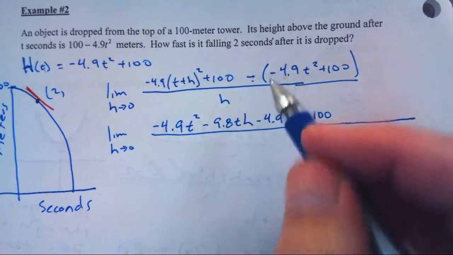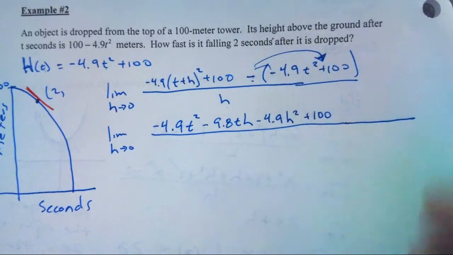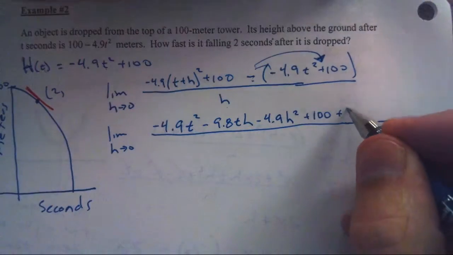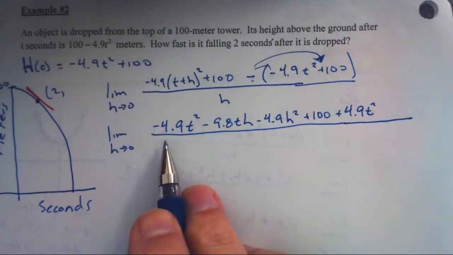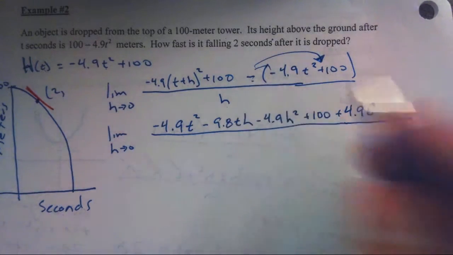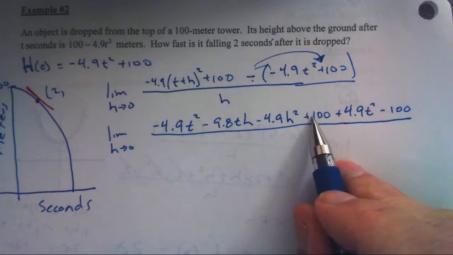Distribute, that's why we put the parentheses there, so we don't forget. I get plus 4.9 t squared. That sounds familiar. Oh yeah, I had a minus one of those. There's no h there, so I'm going to cancel it. I get a minus 100. That sounds familiar. I had a plus 100.